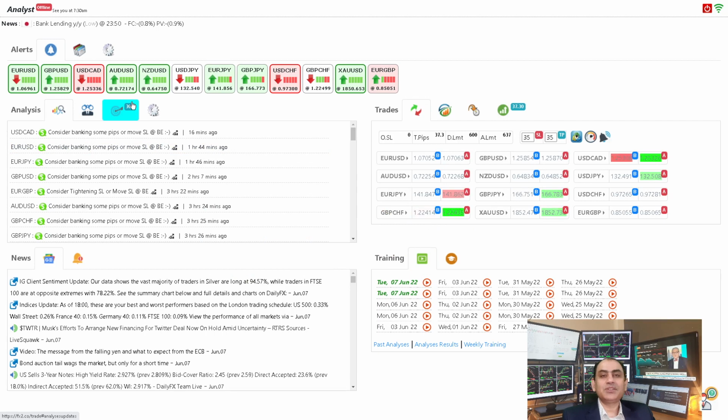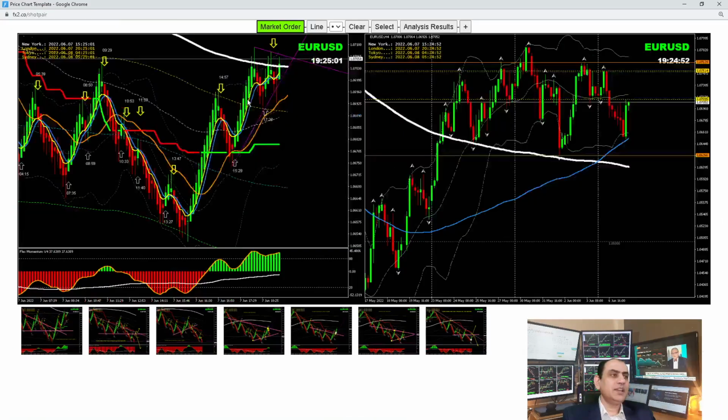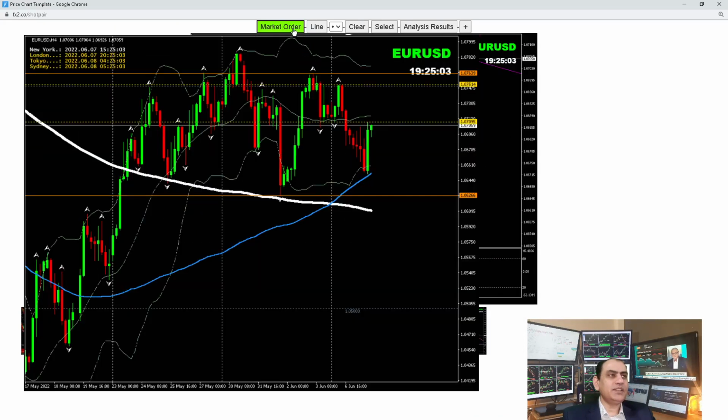Let's dig into the three major currency pairs: EURUSD, pound dollar and the dollar CAD. Okay, so if you look at the EURUSD 4-hour chart from yesterday, we had this beautiful breakout, banked amazing profit guys. And even in the London morning we had a beautiful short trade guys.